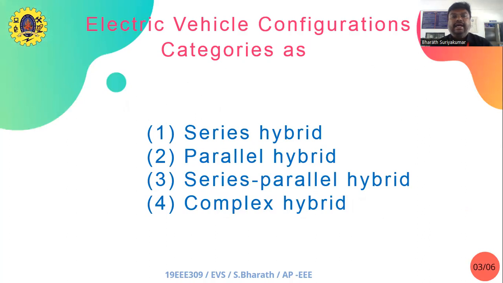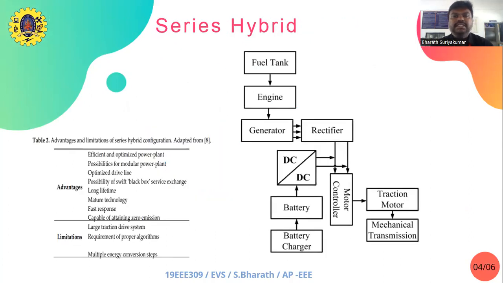The various configurations of electric vehicles are as follows. One is series hybrid, second one is parallel hybrid, third one is series parallel hybrid, and fourth one, a complex hybrid system. What is the series hybrid system?